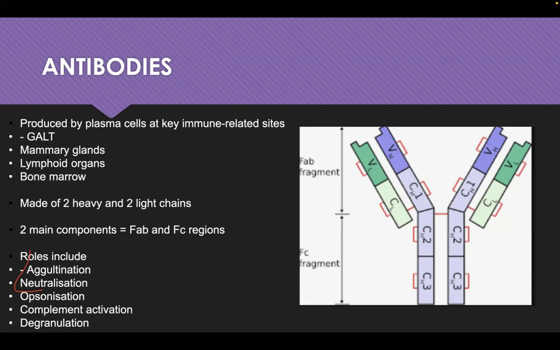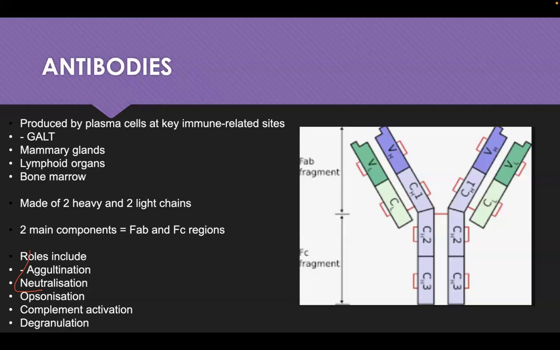Then we have neutralization. The antibodies can also block the pathogens and toxins from interacting with the host cells. This is really important specifically in viruses, because it can prevent them from binding to and infecting cells. Then we have opsonization. Opsonization is the process where we tag pathogens. It's almost like a little alert saying, yes, we want this to be destroyed by phagocytes, macrophages and neutrophils.